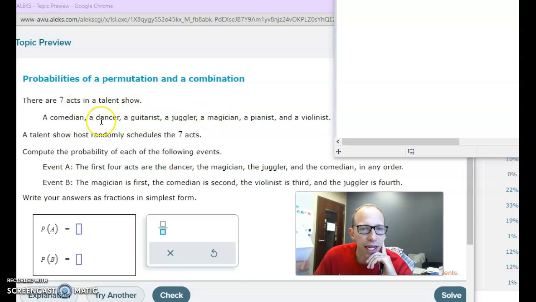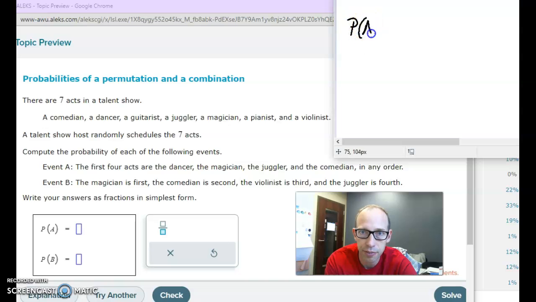So here we have 7 acts and it lists them out. Event A is the probability that the first 4 acts are the dancer, the magician, the juggler, and the comedian in any order. So all that matters is, are they selected for the first 4 or are they not? So in event A, probability of A, we want the number of ways we can do that, and then the number of ways that we could choose any 4.